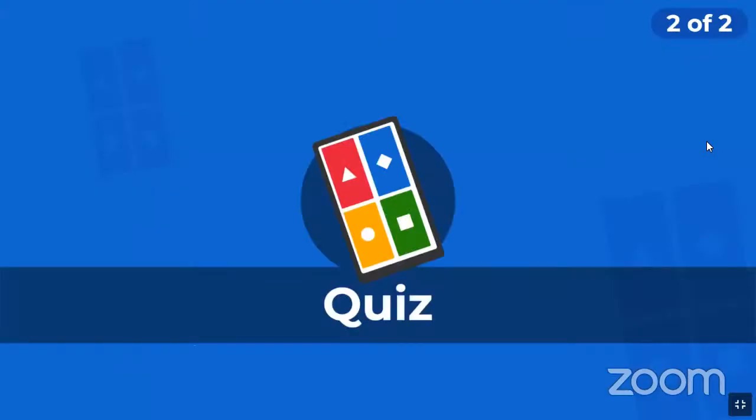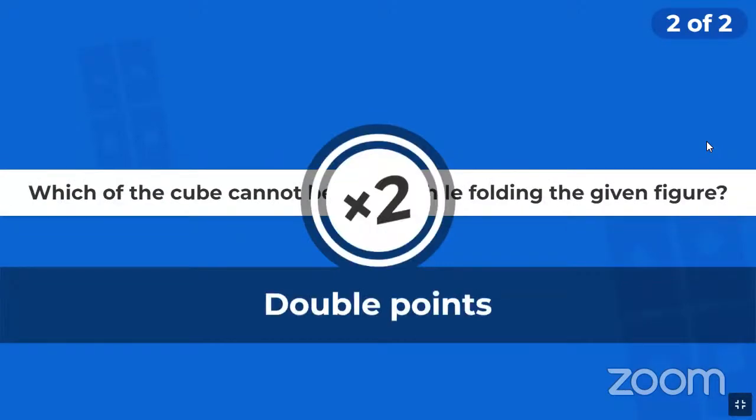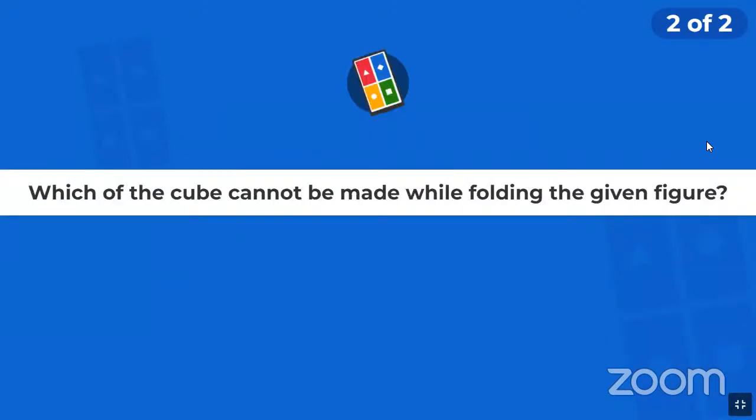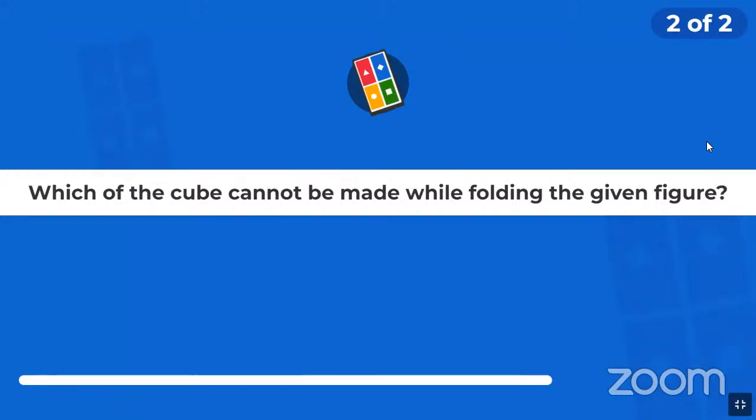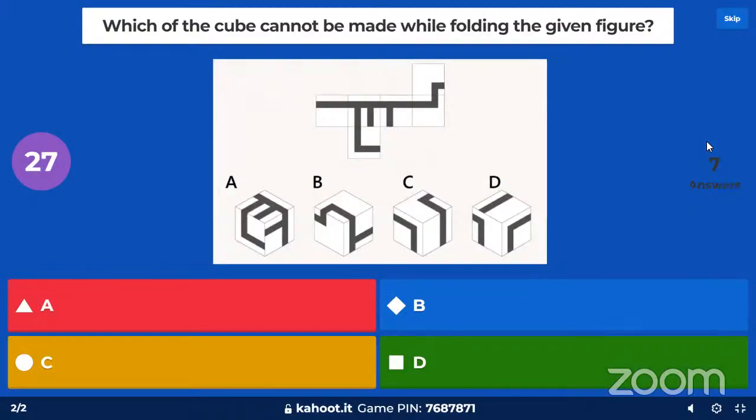And yes, the next question is a double point one. If you answer that particular question, you will get double the points. In the curiosity quizzes, the maximum you can score for a particular question is 1,000. And if you answer a double point question correctly, it will be multiplied by 2. So if you would have got 1,000 marks, it will be 2,000 in that way.